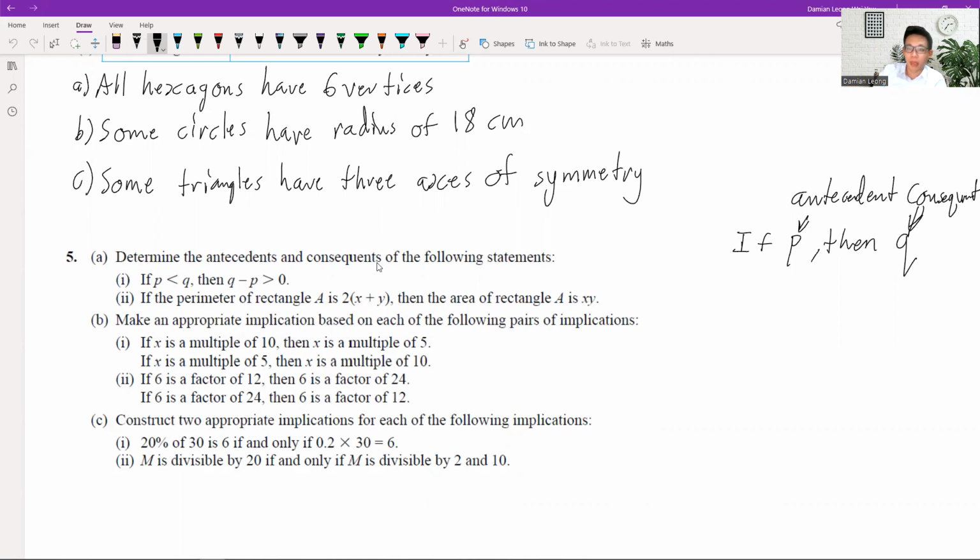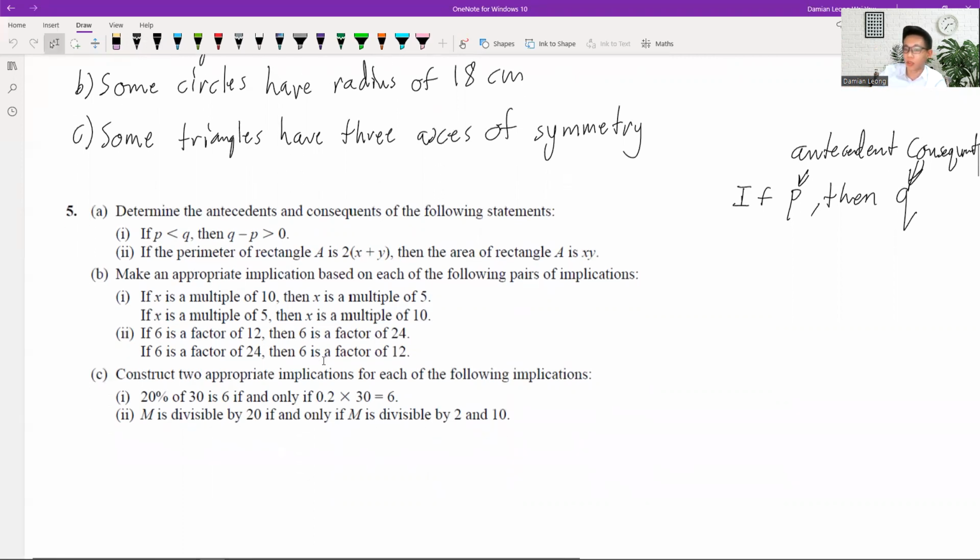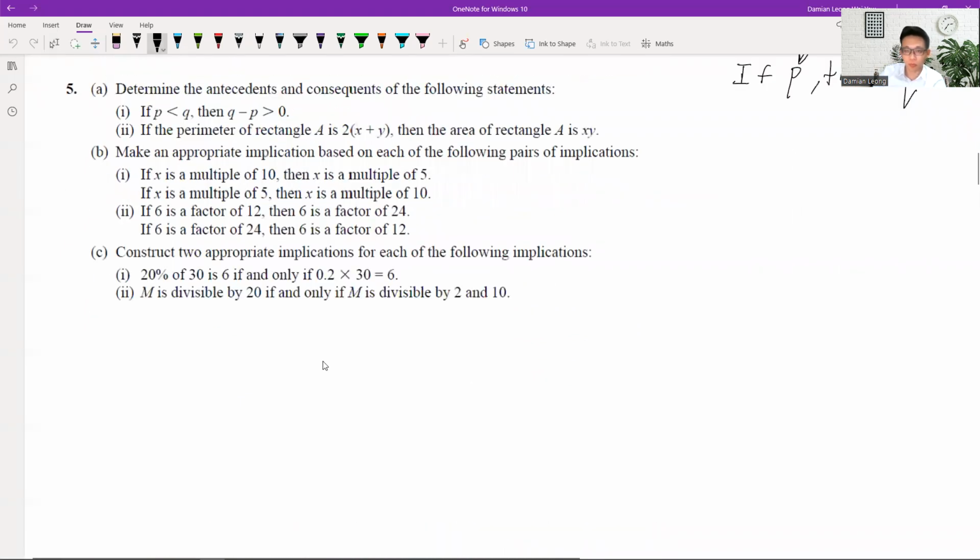So part A1, just determine antecedent and consequent. Actually quite straightforward. So A1, antecedent is P less than Q. And the consequent is Q minus P more than 0.